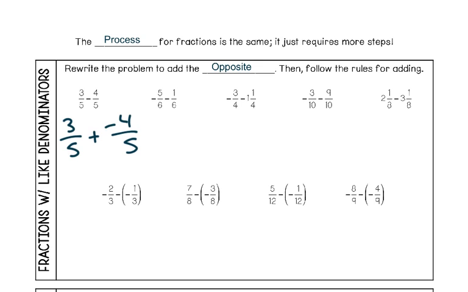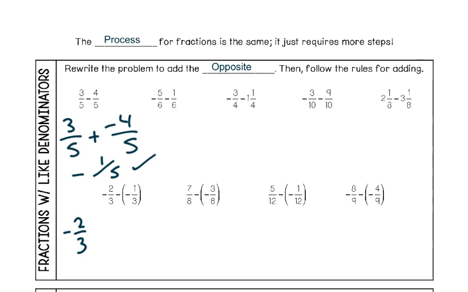Which means that we're only going to subtract the numerators since they have matching denominators. So 4 minus 3 is 1 out of 5. And since this negative 4/5 is more than 3/5, we're going to keep this 1/5 negative. So negative 1/5 would be your answer to this problem. Let's look one down and let's look at negative 2/3 minus negative 1/3.